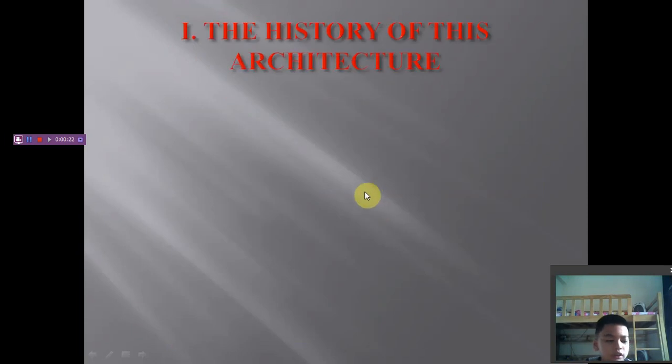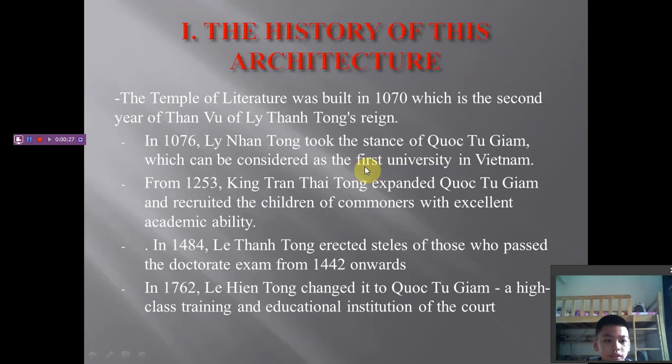First, let's learn about the history of this architecture. The Temple of Literature was built in 1070, the second year of Thánh Vũ of Lý Thánh Tông's reign. In 1076, Lý Nhân Tông founded Quốc Tử Giám, which can be considered the first university in Vietnam.